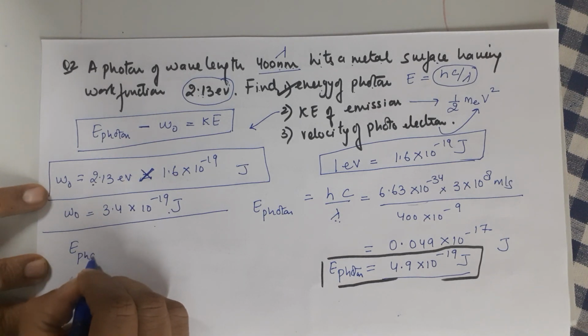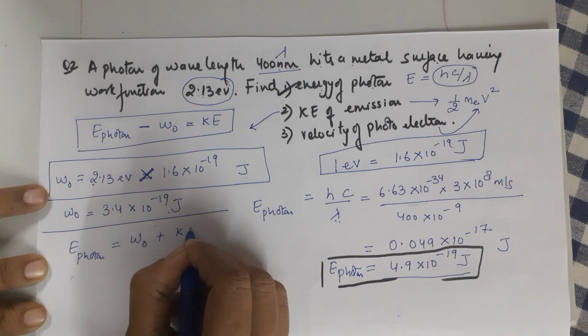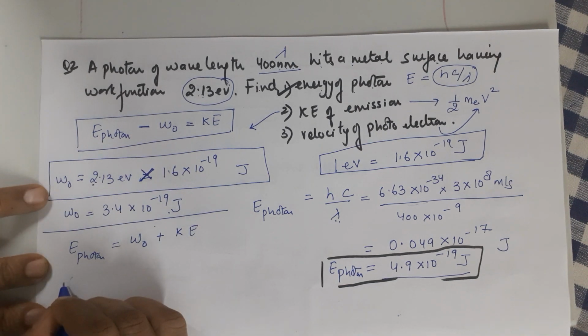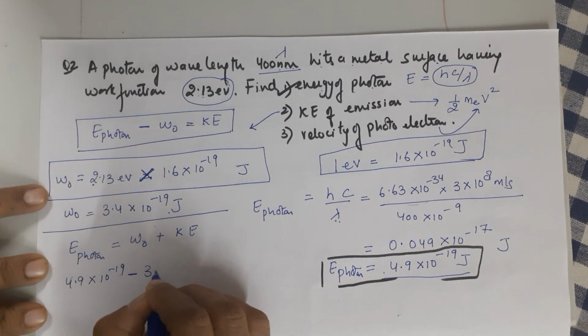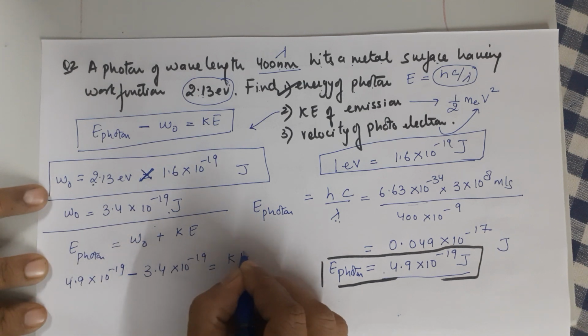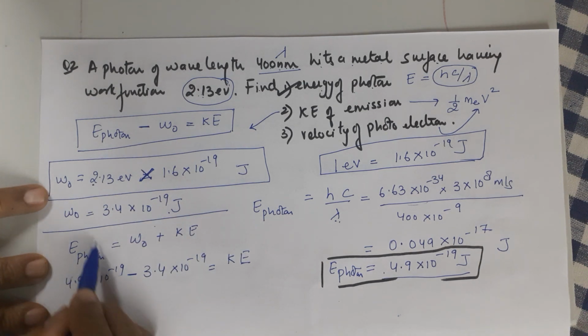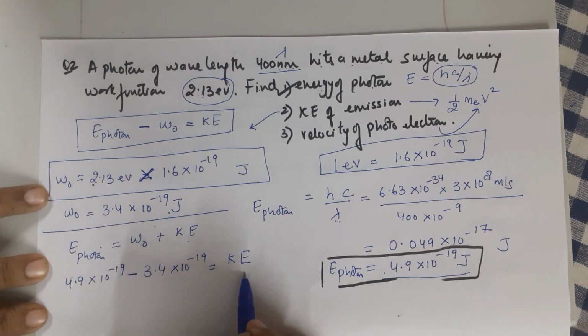your energy of the photon is equal to work function plus kinetic energy. Therefore, energy of the photon, that is 4.9 10 to the power minus 19 में से work function को minus कर दो 3.4 10 to the power minus 19, तो you will get your kinetic energy. Is this clear? Energy of photon में से work function minus करो, you get your kinetic energy.